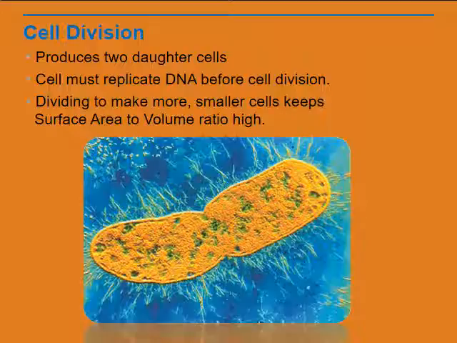So dividing to make more smaller cells keeps the surface area to volume ratio high, so things can easily go in and out of the cell efficiently.